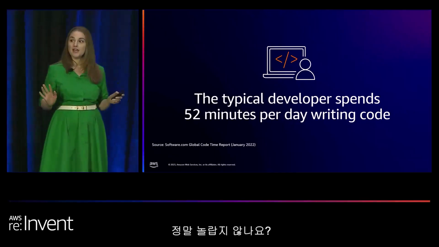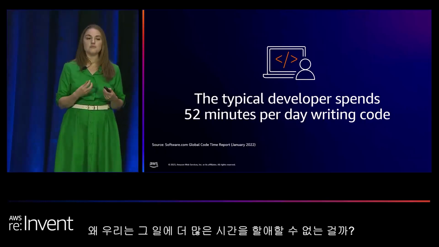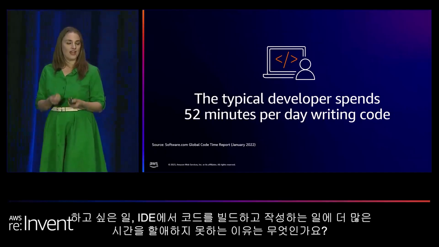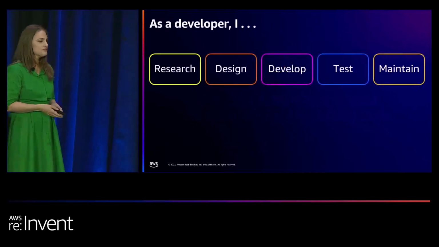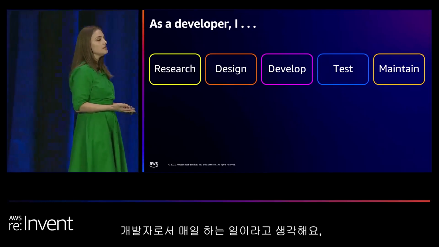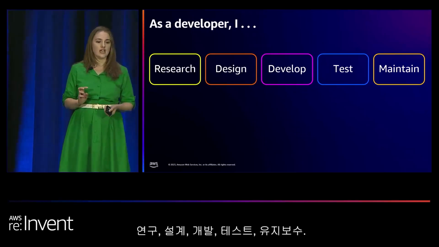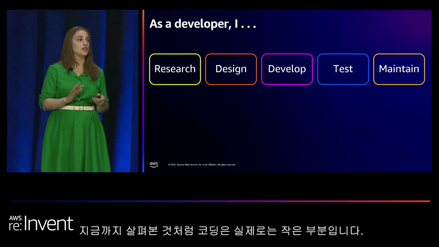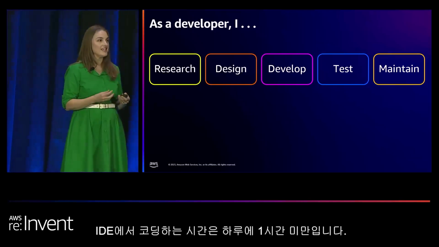Per work week, we spend less than 4.5 hours writing code per week, and only 10% of developers spend more than 2 hours per day writing code in their IDE. So this is totally mind-blowing, right? So this begs the question, why are we not able to spend more time doing the thing that I love to do, building and writing code in my IDE? What are the challenges that we're facing here? So I like to think of development tasks, the work that we do every day as developers, as 5 different phases: research, design, develop, test, and maintain. As we've seen, coding is actually a small part of our work as developers. Coding in the IDE is less than an hour a day.